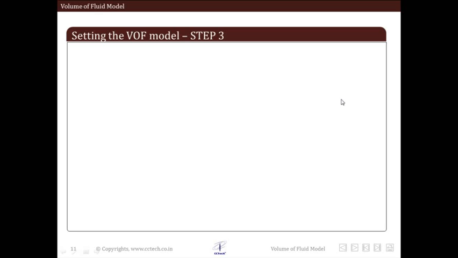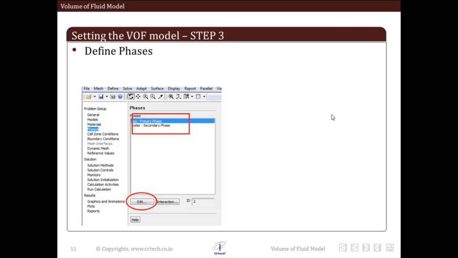Next step is to define the phases that we have selected. That is, define their properties, define their material properties, define how they interact, etc. So for defining phases, we go into phases within the problem setup. All the phases that we have entered in the VOF panel, those many number of phases will appear here. To give material properties and various other properties to the phases, we click edit.